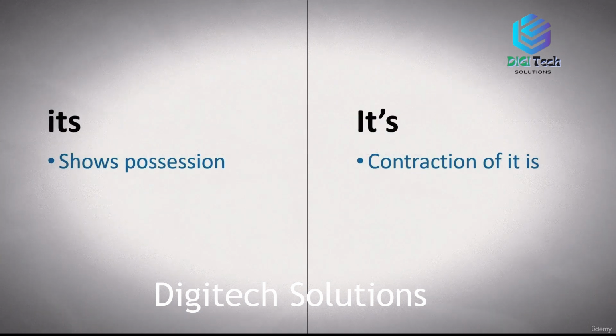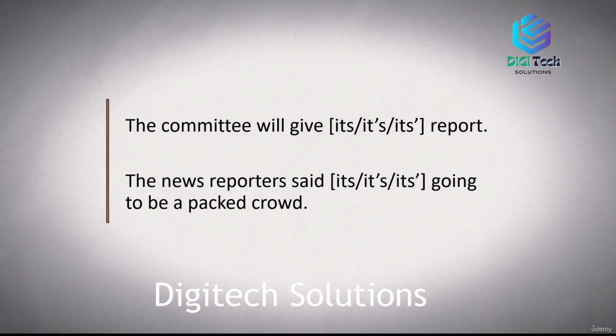Let's look next at possessive case pronouns, specifically its. As we look at these two examples, remember that its shows possession and it's is the contraction for it is. The committee will give its report. The news reporter said it's going to be a packed crowd.